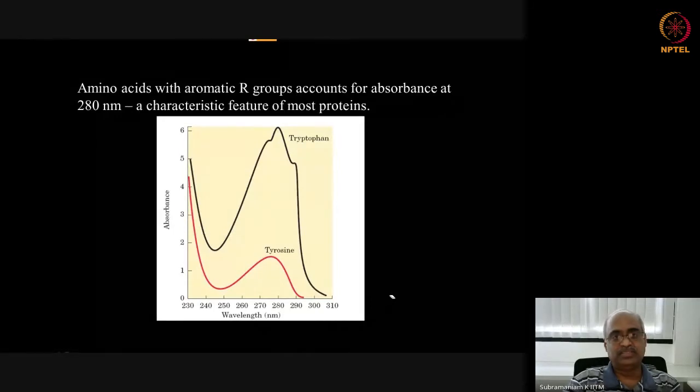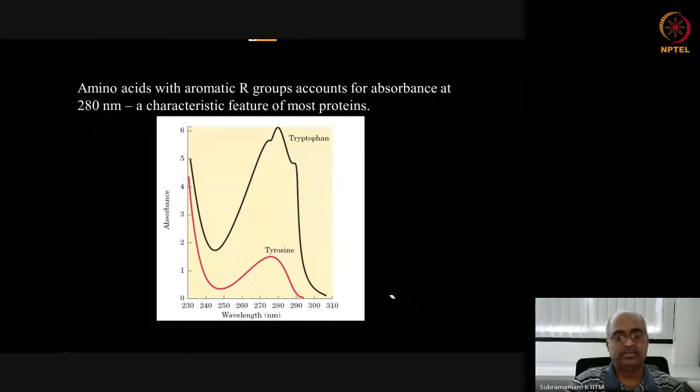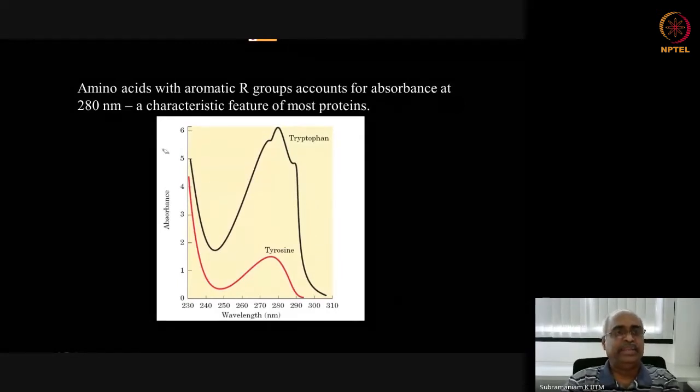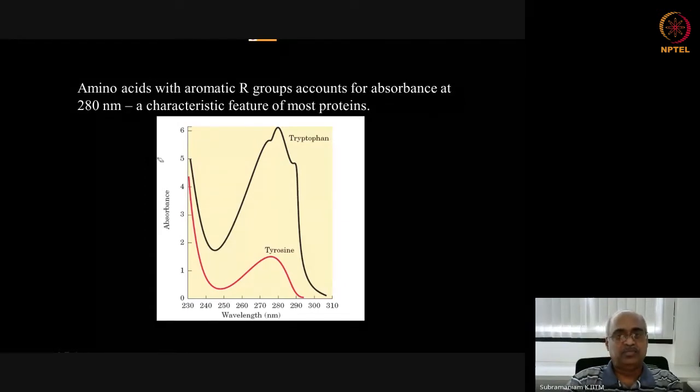But otherwise, to quantitate proteins or for a proper estimation of proteins, we go for other reagents that give absorbance in the visible color range, and they are more sensitive. So very small quantities can be quantitated. But for now, this 280 nanometer absorbance characteristic comes from the presence of the aromatic R groups.